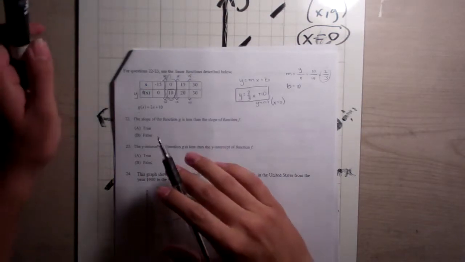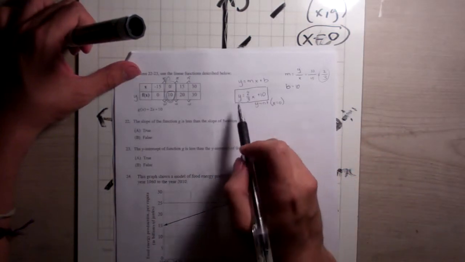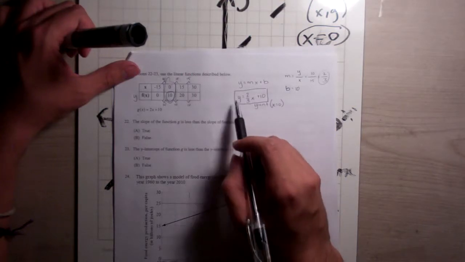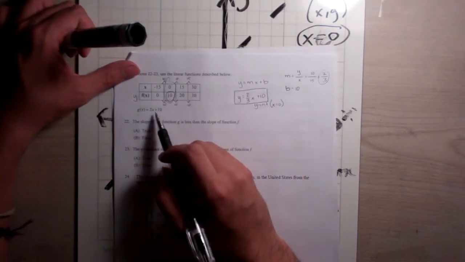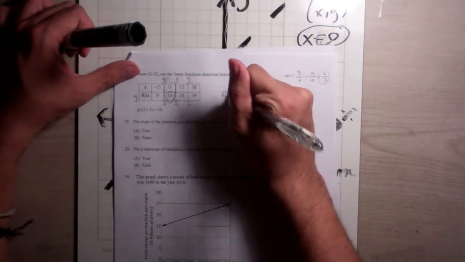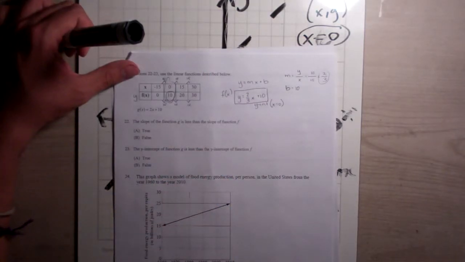For question 22, it's telling me to compare the two things. Now that we've gotten this table into an equation, I'm dealing with this equation and this equation, where this is our f of x and this is g of x. We could just use different letters for it. F of x is just the name of that equation. G of x is also the name of that equation.